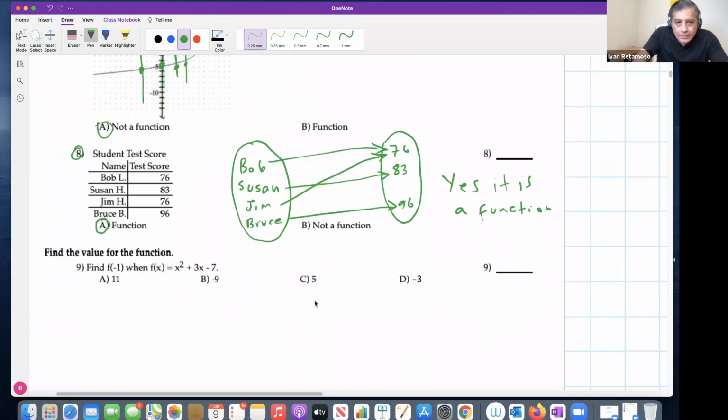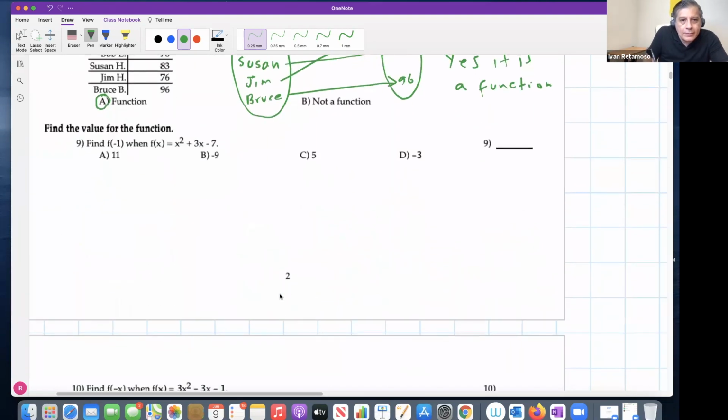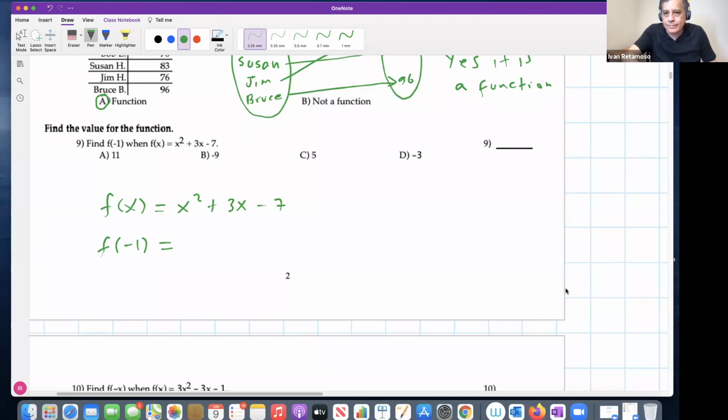Excellent. So moving on. Now, this computational question. This is your function. Evaluate this function at -1. Can you do this? Try.